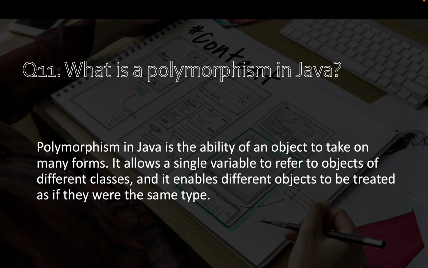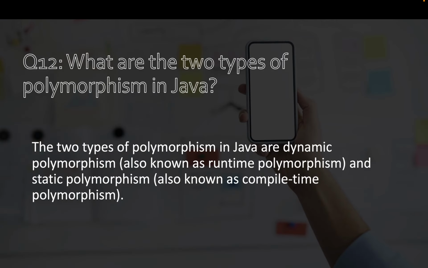Question number 11. What is polymorphism in Java? Polymorphism in Java is the ability of an object to take on many forms. It allows a single variable to refer to objects of different classes, and it enables different objects to be created or treated as if they were the same type.